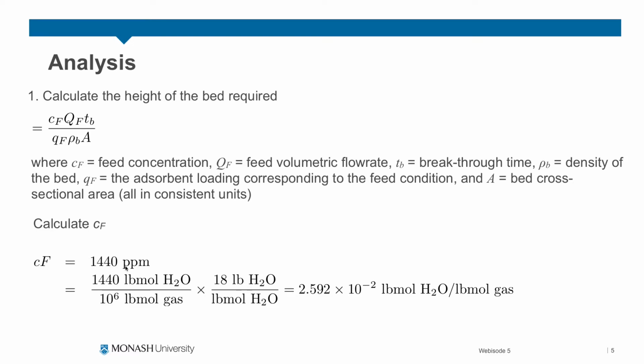It's 1,440 parts per million. We can equate that to 1,440 pound moles of water vapour per pound mole of the total gas mixture, and then just multiply it by the molar mass of water. So we get 2.59 × 10^-2 pounds of water per pound mole of the total gas mixture.